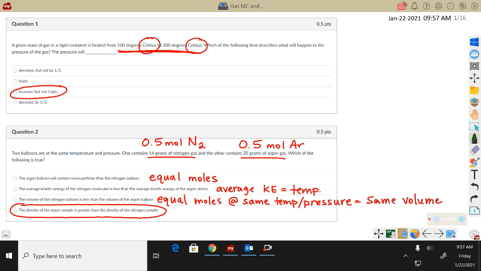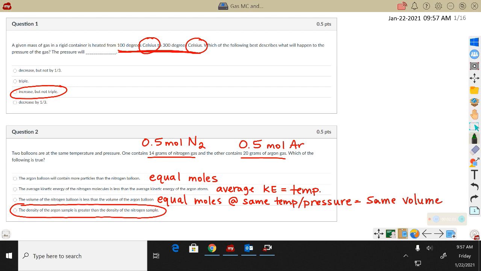Which of the following is true? The argon balloon will contain more particles? No, because that would refer to their moles. They have equal moles. The average kinetic energy of the nitrogen molecules is less than the average kinetic energy of the argon. No, average kinetic energy refers to temperature. On average, how fast are the particles moving? If they're at the same temperature, they have the same average kinetic energy.